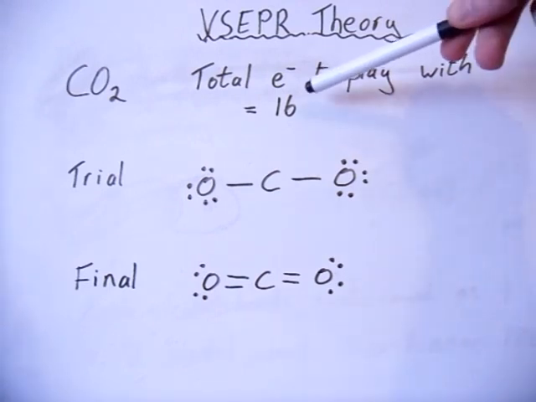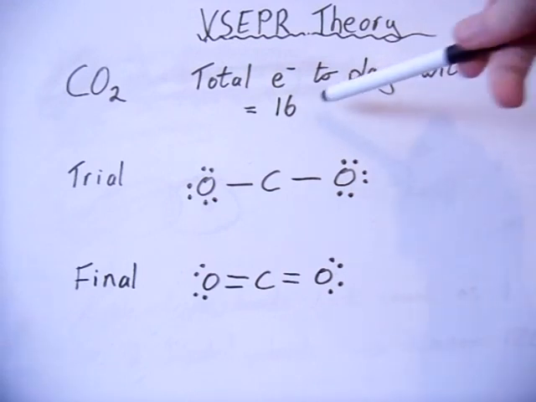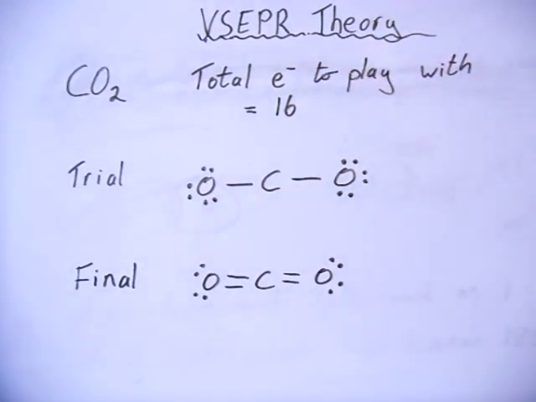So where I've got this 16 from? Well, you need to add up the total valence electrons for them all. So carbon's in group 4, so that's where the 4 comes from. And we've got two oxygens, so oxygen's in group 6. So obviously 6 times 2 for those is 12, plus the 4 from carbon gives us the 16 electrons.